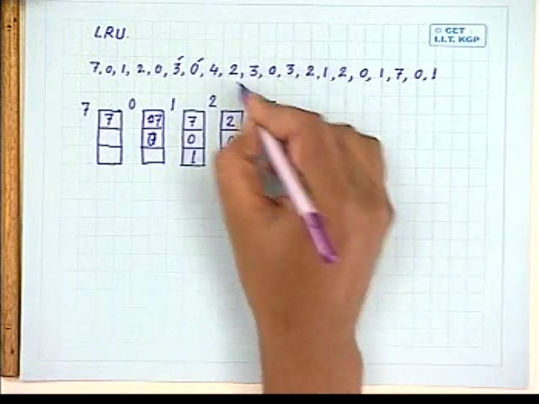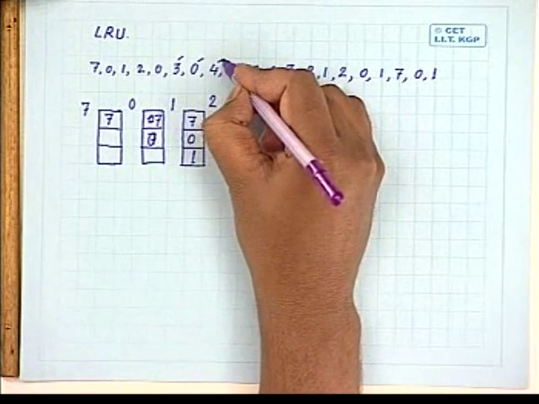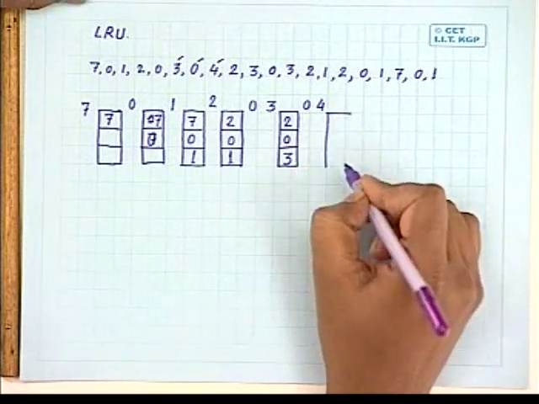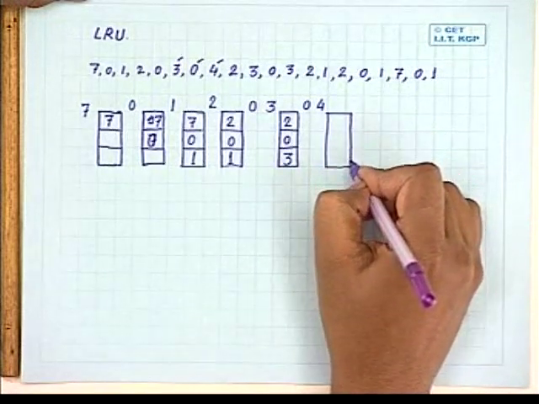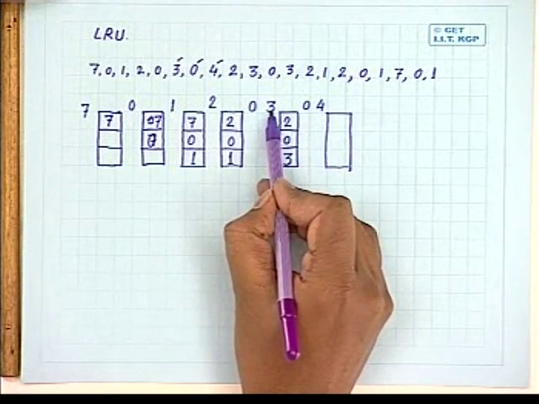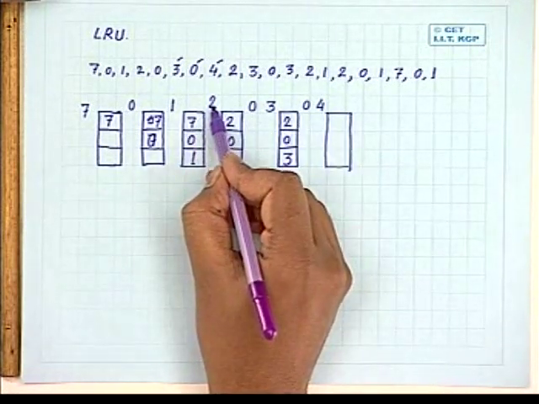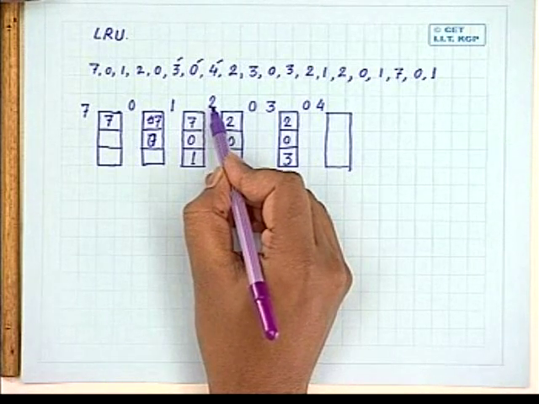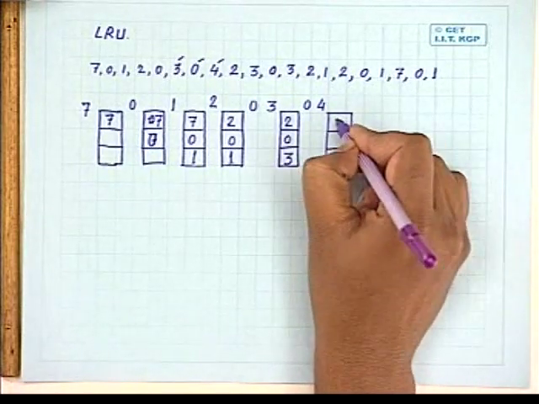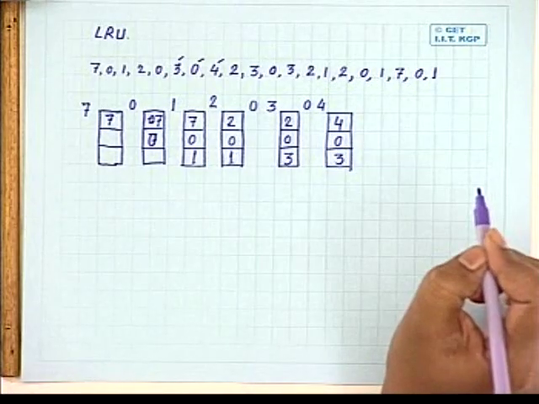Next time, again 0 is referred, so it is existing in the main memory, there is no page fault. Next time 4 is referred, again there is a page fault, and I have to find out the page which is least recently used. Again you find 0 is most recent, 3 was referred before that, 0 was referred again, and out of these three pages, page number 2 is the least recently used. So we will replace page number 2 by page number 4. The situation will be like this: 2 replaced by 4, and 0 and 3 remain as they are.